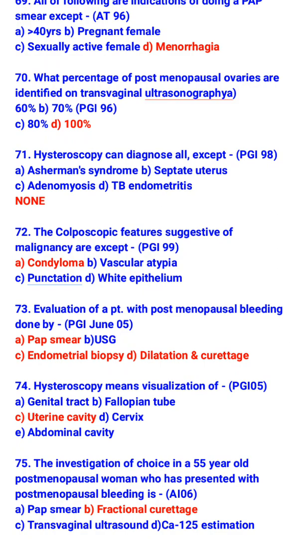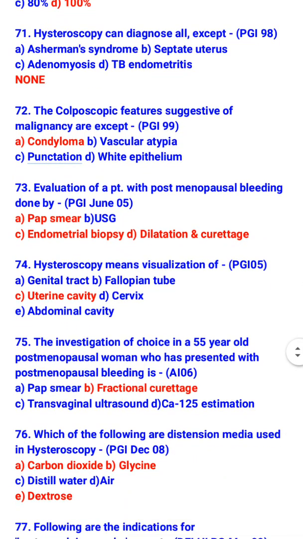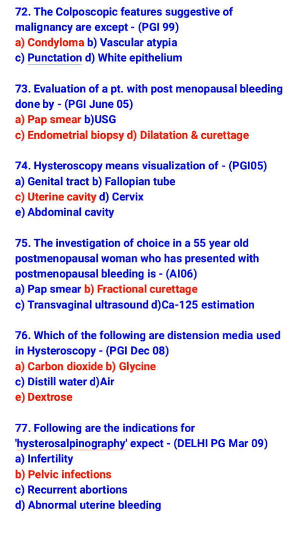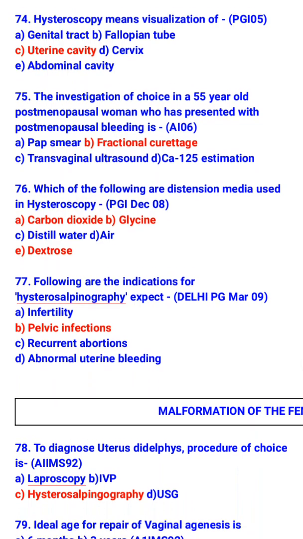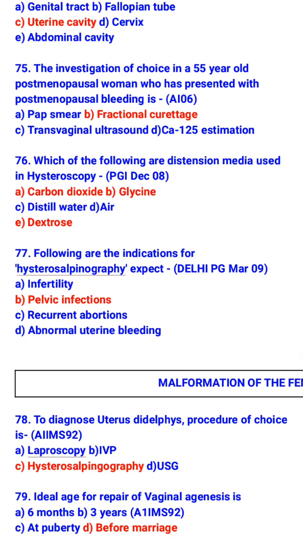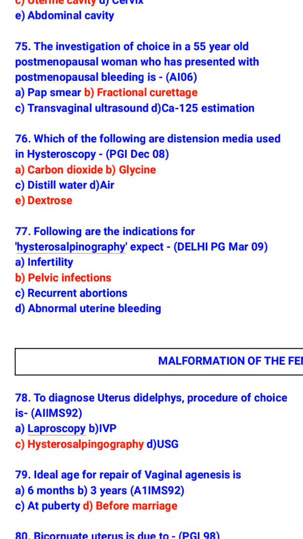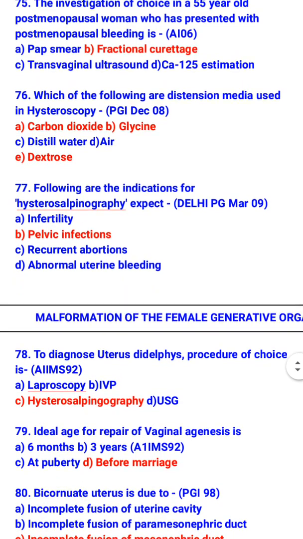Evaluation of a patient with postmenopausal bleeding is done by pap smear, endometrial biopsy and dilatation and curettage. Hysteroscopy means visualization of the uterine cavity. The investigation of choice in a 55-year-old postmenopausal woman who has presented with postmenopausal bleeding is fractional curettage. Which of the following are distension media used in hysteroscopy? Carbon dioxide, glycine and dextrose. Following are the indications for hysterosalpingography except. So the indications of hysterosalpingography are infertility, recurrent abortions and abnormal uterine bleeding. Pelvic infection is not an indication for hysterosalpingography.